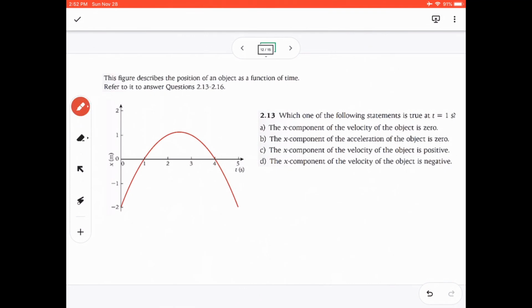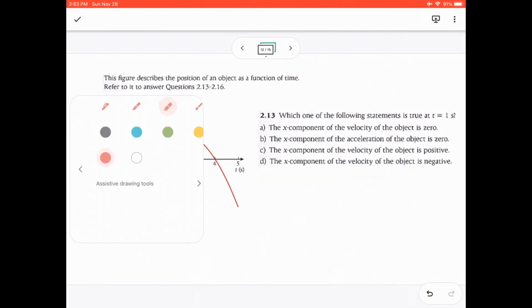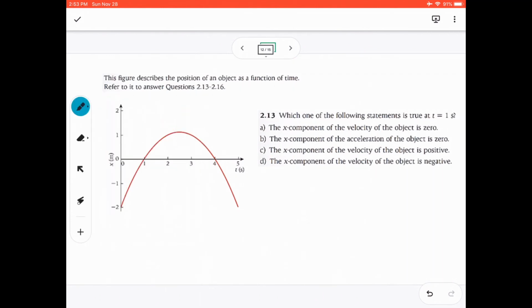But in our graph, the given graph is a curve, so we draw tangent lines from the points they give us, which is t is equal to 1. If we draw a tangent line from there, this is our line. Now the velocity on a position-time graph is the slope of that line. So the slope of the blue line will be positive. Therefore, we can safely answer that the x component of the velocity of the object is positive. All the other statements are wrong.